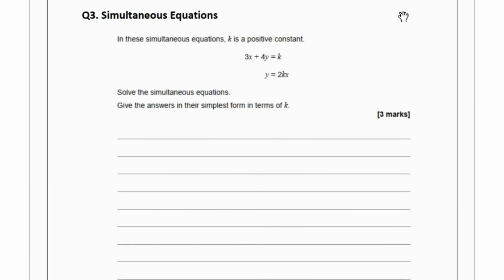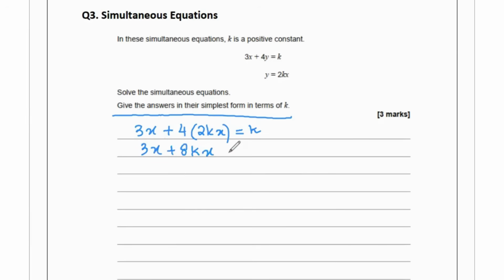So we have 3x plus 4y equals k, and we have y equals 2kx. Solve the simultaneous equations. Since y is equal to 2kx and they want the answer in its simplest form in terms of k, which means we don't need to get rid of k. The answer will be in terms of k. So let's begin with substituting y equals 2kx into the first equation. I'm going to replace y with 2kx. So that's 3x plus 8kx equals k.